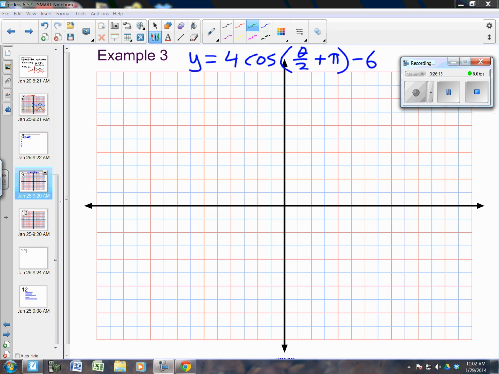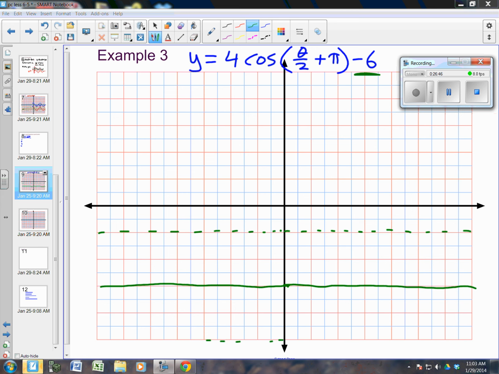What's step 1? Tell me what step 1 is. Determine the midline. What's the midline going to be on this one? -6, because right here it's going to shift down 6. So I'm going to go down 1, 2, 3, 4, 5, 6. So here is my midline. Okay, so my amplitude is 4, so I go 4 above my midline. 1, 2, 3, 4, and I put a dashed line there. Where else? Okay, 4 below. 1, 2, 3, 4. Okay, there's that line. Then what's the next step?